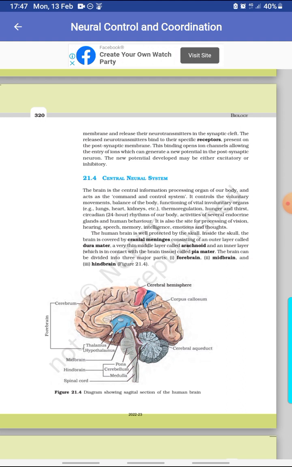Human brain is well protected by the skull. Inside the skull, the brain is covered by the cranial meninges, consisting of an outer layer called dura mater, a very thin middle layer called arachnoid, and an inner layer which is in contact with the brain tissue called pia mater. The brain can be divided into three major parts: first forebrain, second midbrain, and third hindbrain.